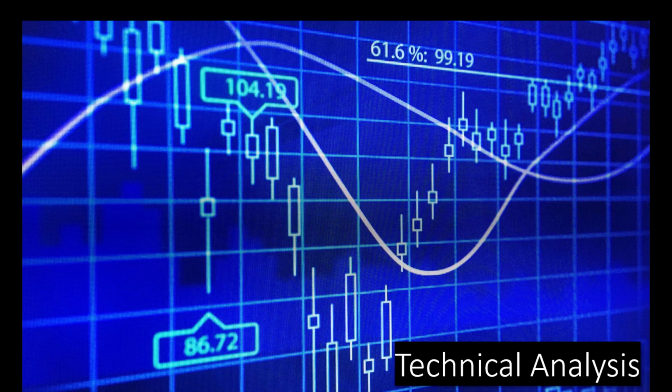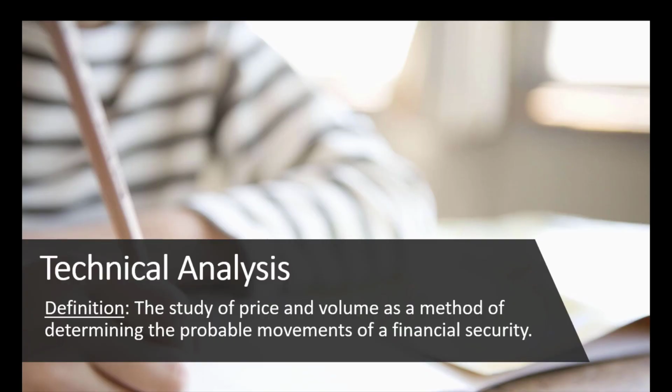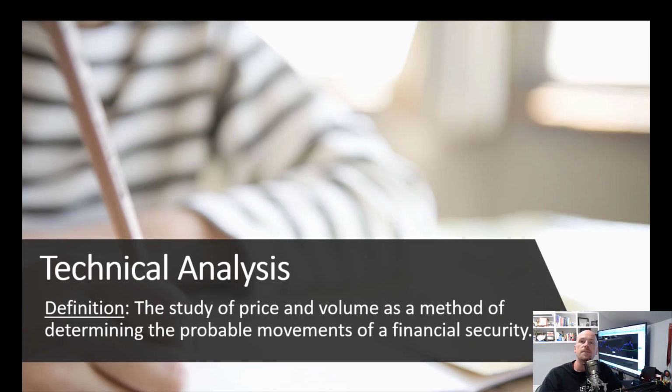There are so many different ways that we can look at it and so many different things to think about. So what is technical analysis? The definition of technical analysis is the study of price and volume as a method of determining the probable movements of a financial security. That's what we use. We use the study of price and volume to determine the probable movements of a financial security, not the guaranteed movements. What we want to do is increase our level of probability through the use of technical analysis.